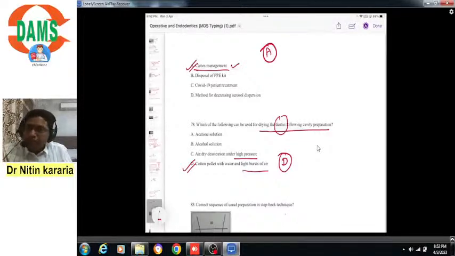Please remember, do not get confused. I could see some of you getting confused with acetone or alcohol. See, acetone or alcohol are non-aqueous solvents. They evaporate. When they evaporate, they would definitely pull out the dentinal tubular fluid with them. So a moist cotton pallet, which indicates cotton pallet with water, and light bursts of air should be used. I hope it is clear with everyone.